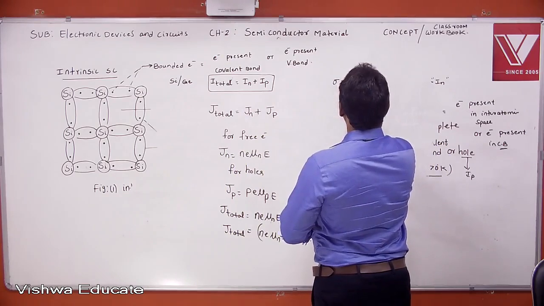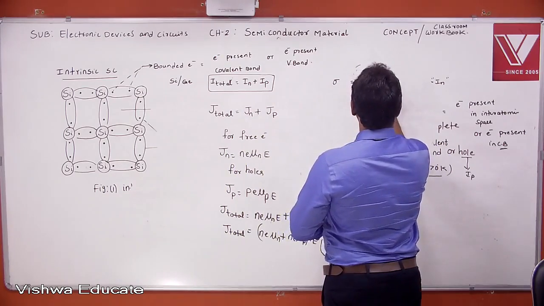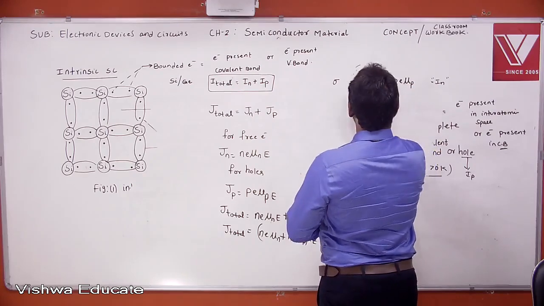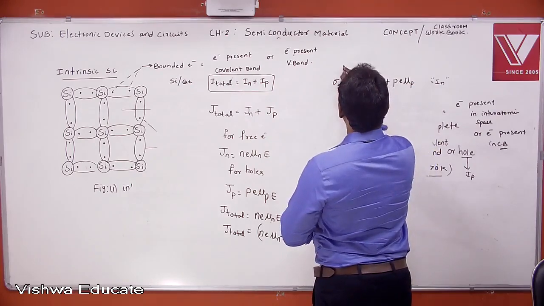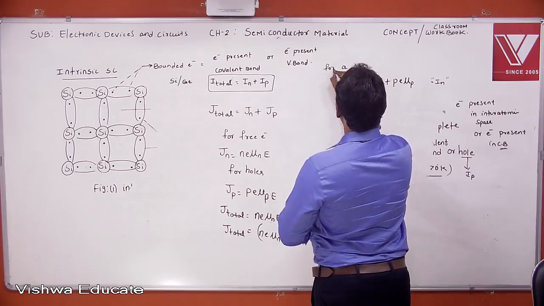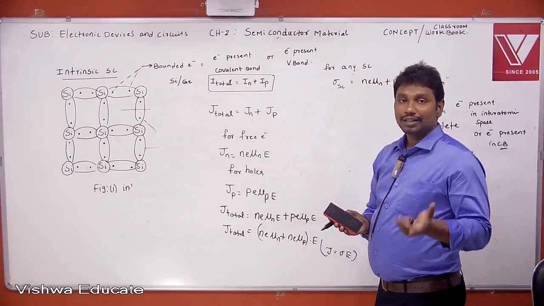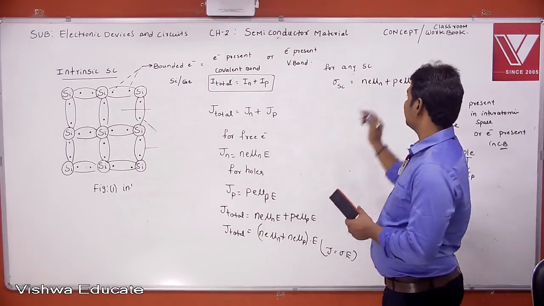Conductivity is N into E into mu N plus P into E into mu P. This is the conductivity for what actually? Semiconductor. This is the conductivity for any semiconductor, meaning the semiconductor is intrinsic or extrinsic, right?